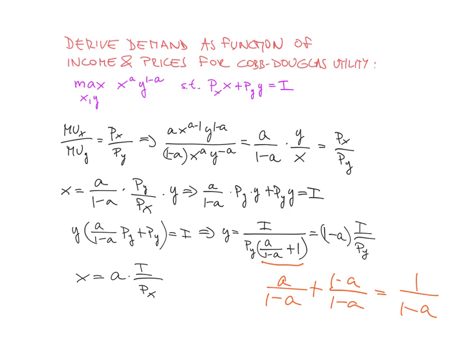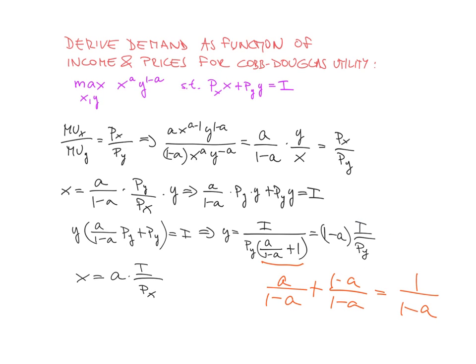So instead of this mess, I can just take the 1 minus a up here, and I get 1 minus a times income divided by price of y. And that is the general Cobb-Douglas demand function. Okay, so we are not quite done, because that's y.